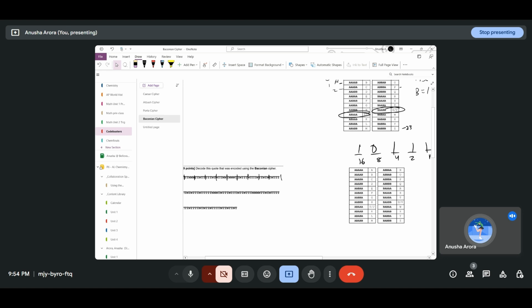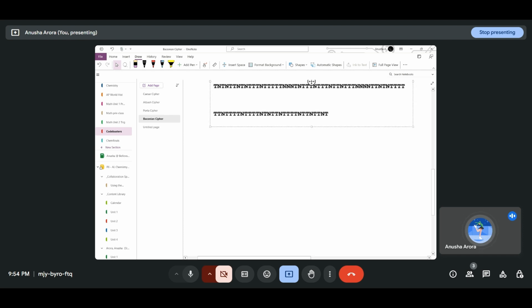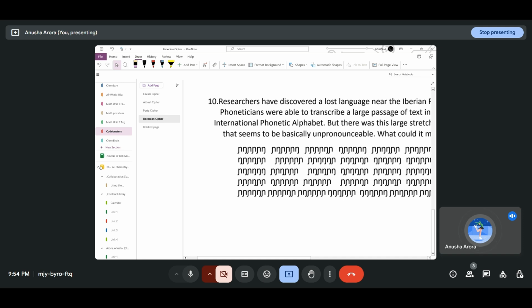So that's just the math aspect. You don't need to worry about it too much. But let's actually figure out how we solve these ciphers. Each of these letters is going to depict either an A or a B, and this varies per question. If you take a look at this question, we have N's and T's. In the next question, we have this weird hieroglyphics type of thing.